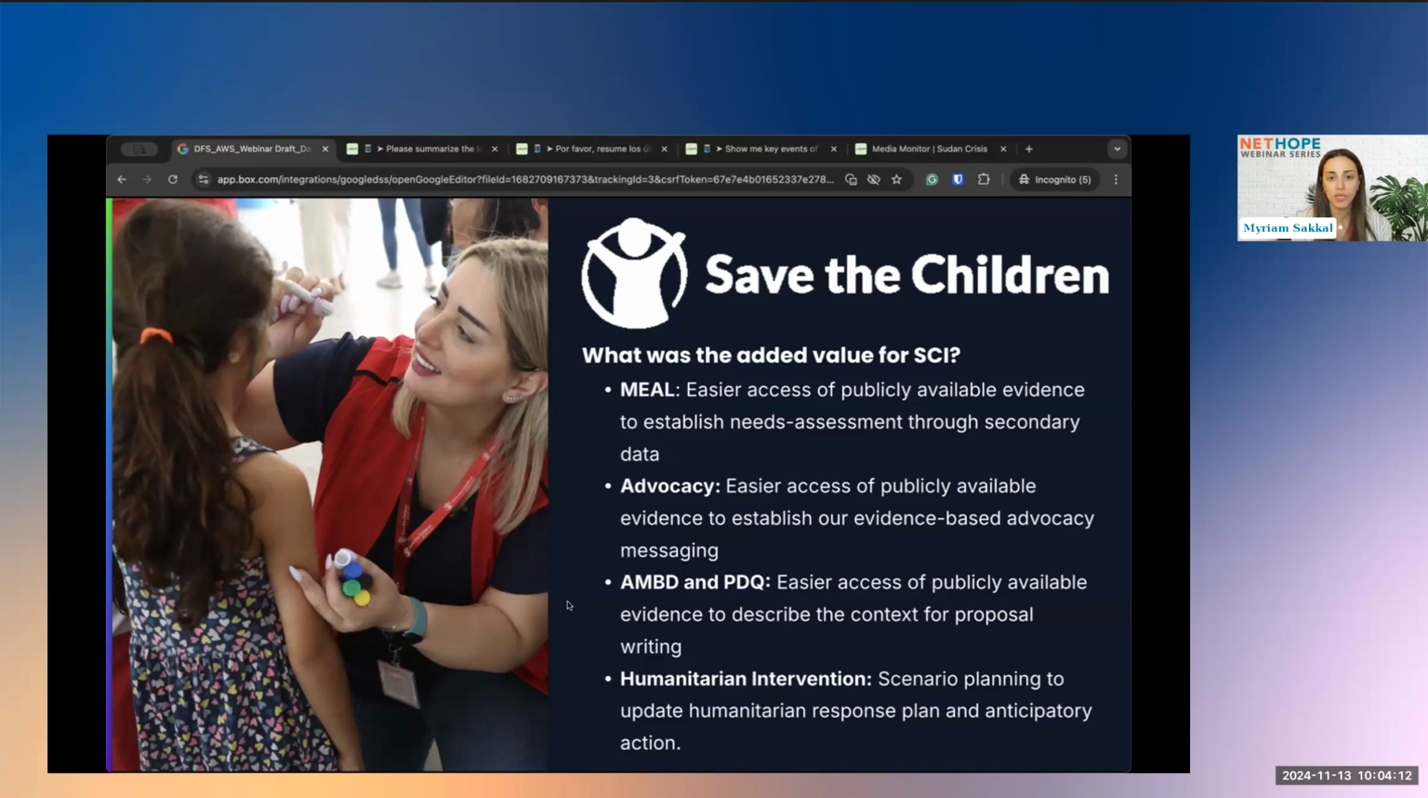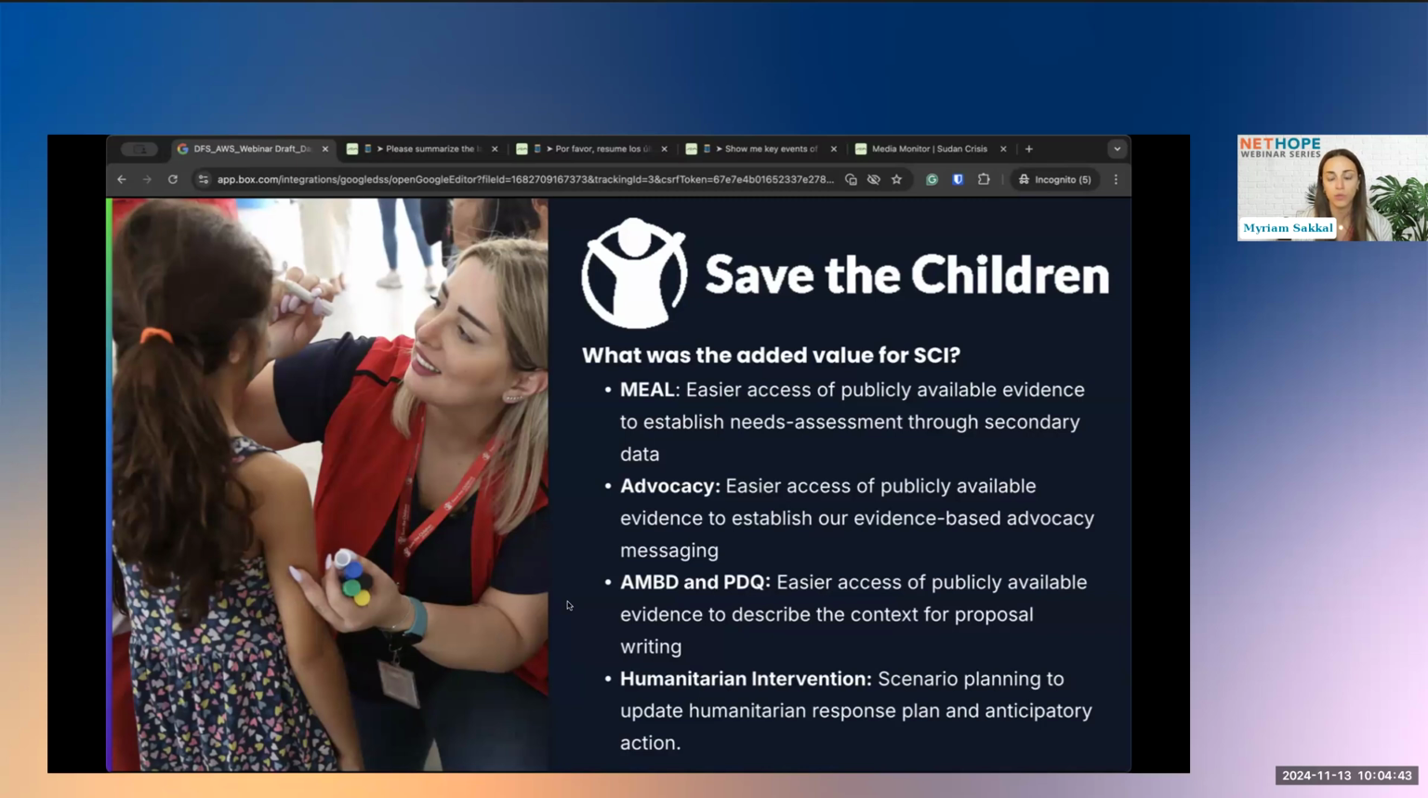Additionally, we've been producing a lot of advocacy messages and briefs for the donors, the government, etc., to push for certain agenda points that are important to meet the needs of the community. And this is where the evidence that was generated through GANNET was also backing up all of the advocacy messaging that we were providing. When it comes to proposal writing or design of new projects as well, usually we need to back all of these things with evidence.